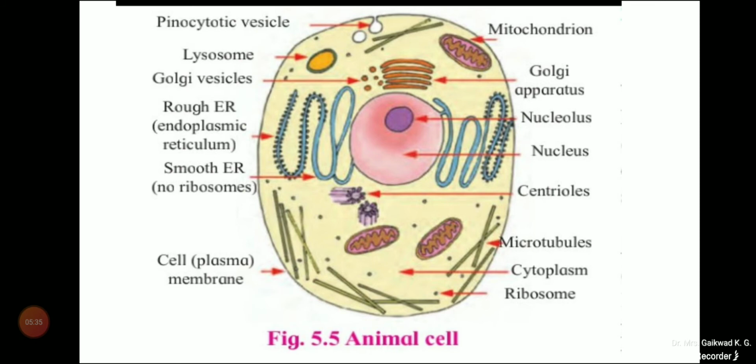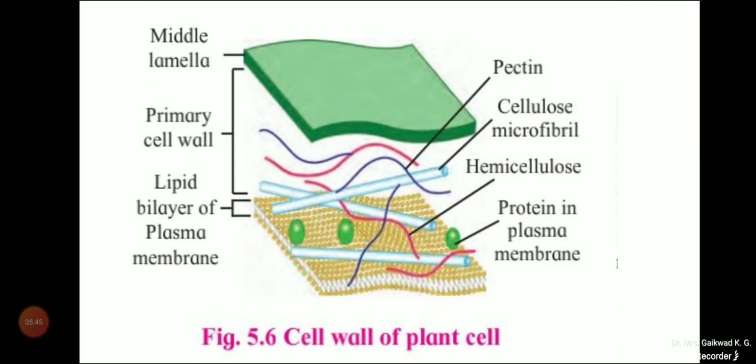Okay, so likewise, it's all about the plant cell and animal cell, and both are examples of what? Both are examples of eukaryotic cells. Now let us discuss the cell wall of the plant cell.